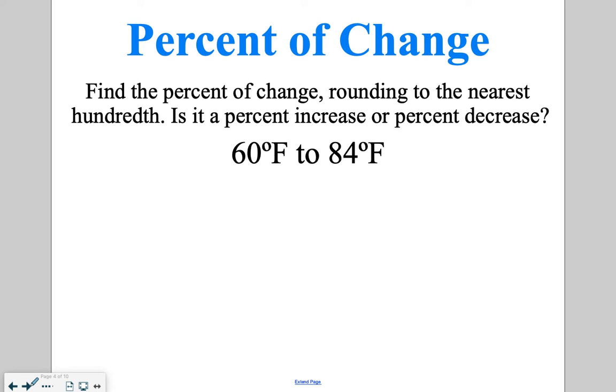So we're going to start with just some basic percent of change problems. Our goal is to find the percent of change, rounding to the nearest hundredth, which is 2 decimal places. And then we also want to decide, is it a percent increase or a percent decrease?